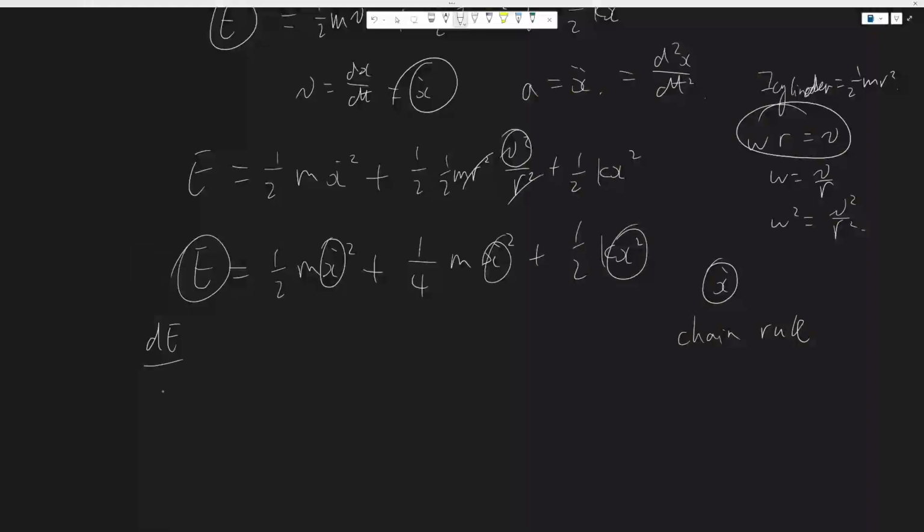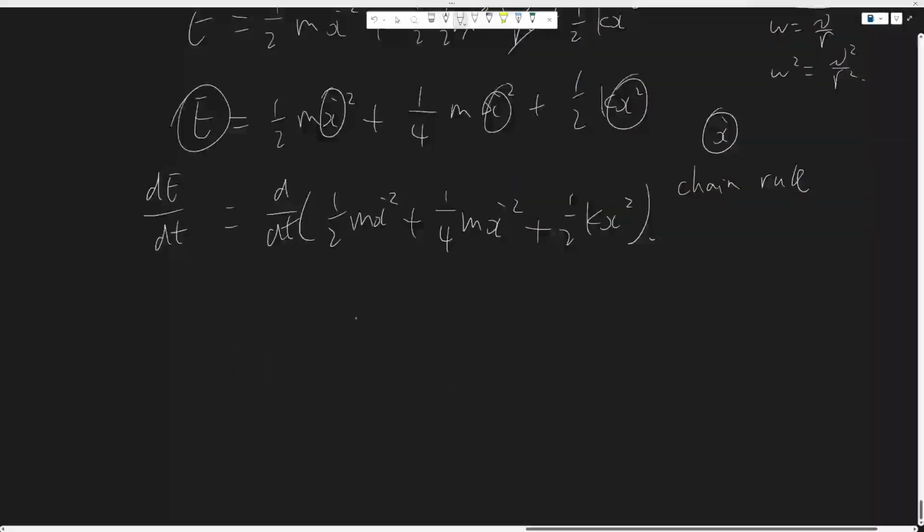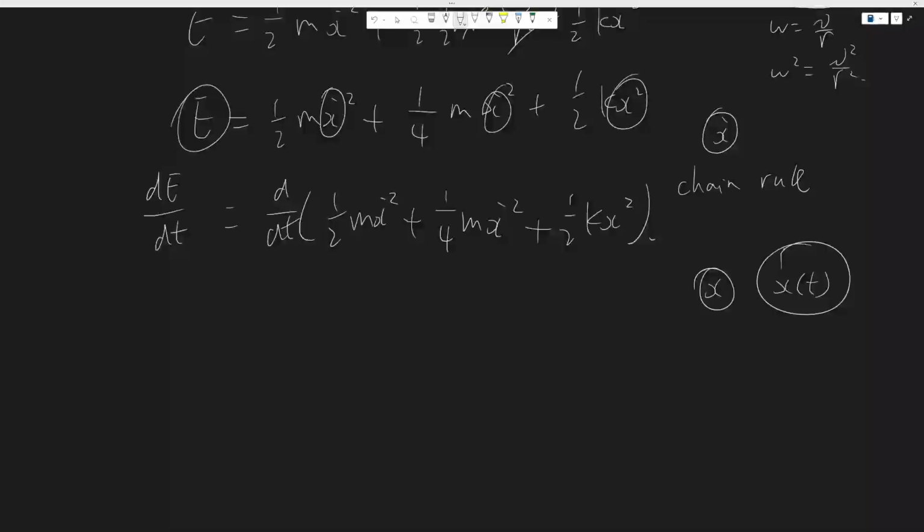And just to make it more clear, I'm going to write it out. And keep in mind, x in this case represents the position of the cylinder. And so x is a function of t. And so the chain rule applies. This is really important. So dE/dt is 0, as aforementioned.